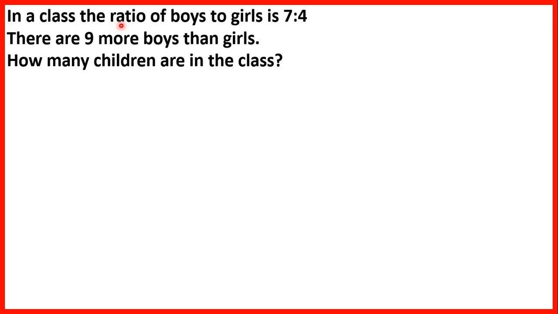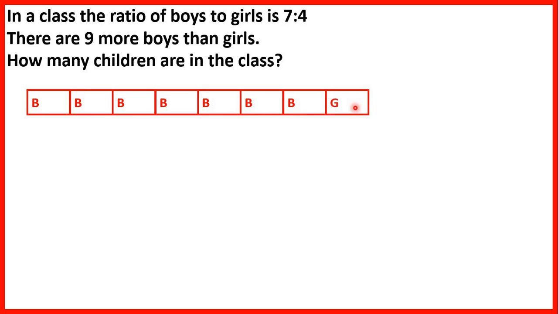In a class, the ratio of boys to girls is 7 to 4. There are 9 more boys than girls. How many children are in the class? So a ratio of 7 to 4 means that for every 7 boys in the class, there are 4 girls. So we can draw a bar model with 7 bars for boys and then 4 bars for girls.